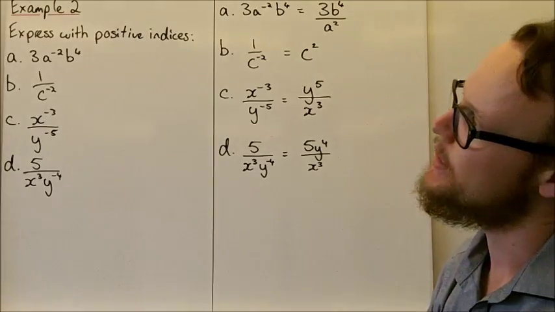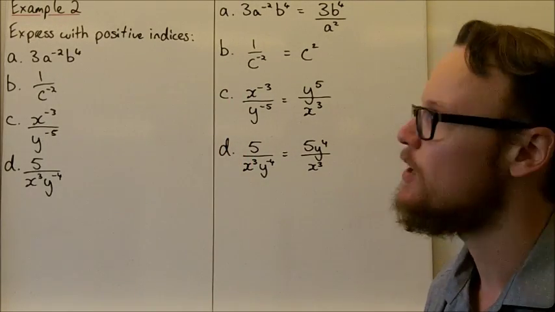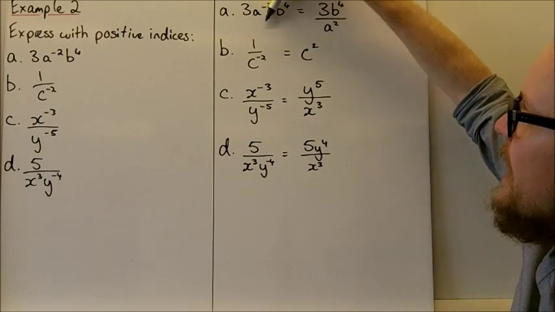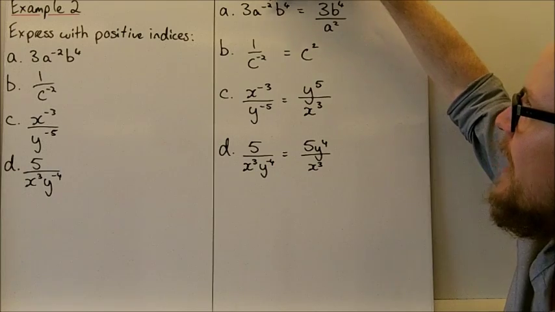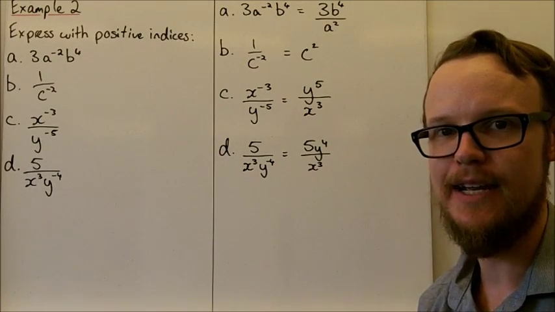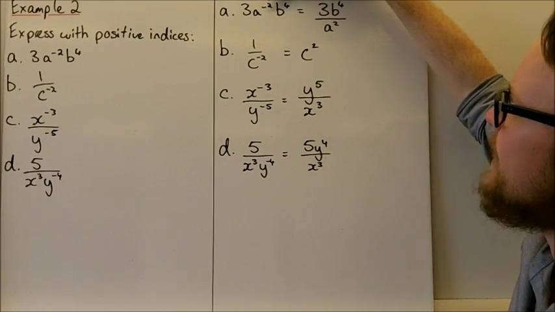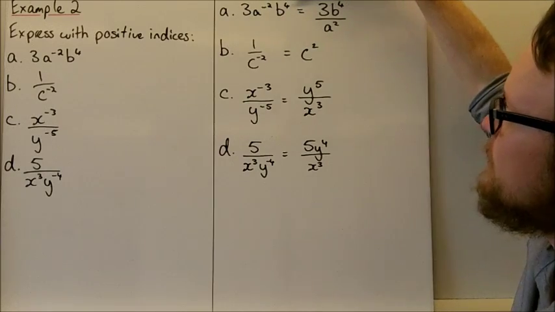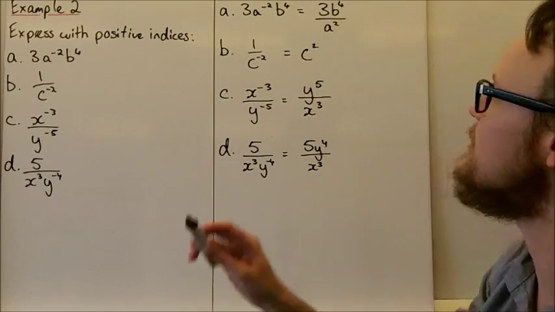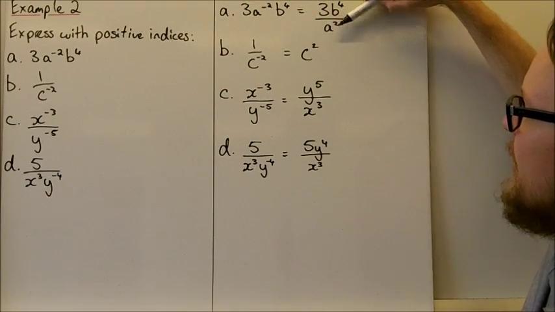Our second example here has us expressing these expressions with positive indices. So our first one here, the negative index is a to the negative 2. A to the negative 2 is the same as 1 divided by a to the positive 2, because we can find the reciprocal of that, which will be a positive index. So we leave the 3 and the b to the power of 4 on top because they don't have negative indices or no indices at all. And our a to the negative 2 becomes divided by a to the power of 2.